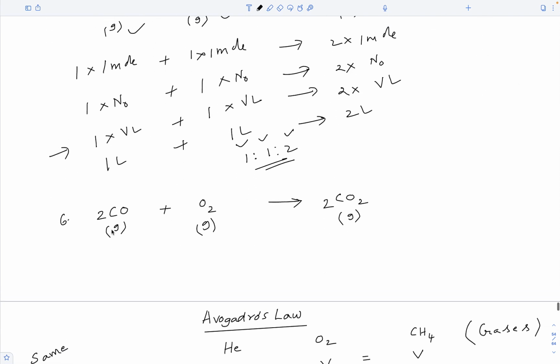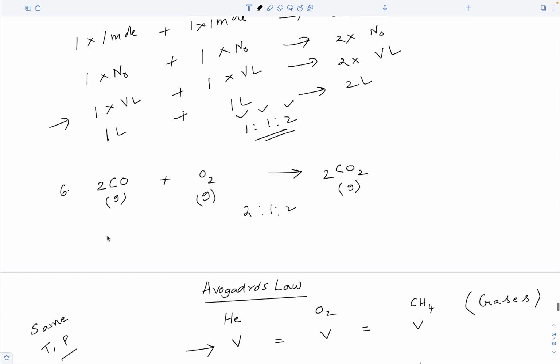Let us look at another example. 2CO plus O2 produce 2CO2. All are gases. So what can we say about the ratio of the volumes of the reactants and products involved in this reaction? Same as the ratio of their stoichiometric coefficients, right? 2 to 1 to 2. That is 2 liters or 2 volumes of carbon monoxide combine with 1 volume of oxygen to produce 2 volumes of carbon dioxide. So 2 liters of carbon monoxide, 1 liter of oxygen produce 2 liters of carbon dioxide.